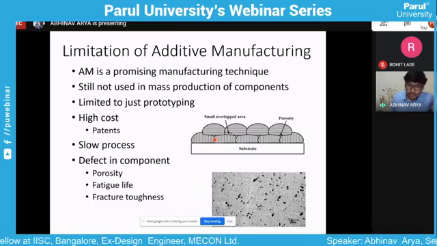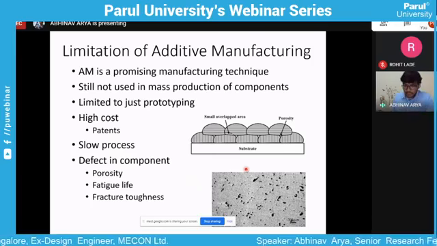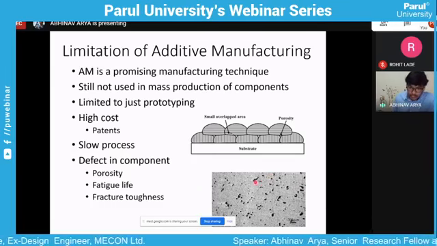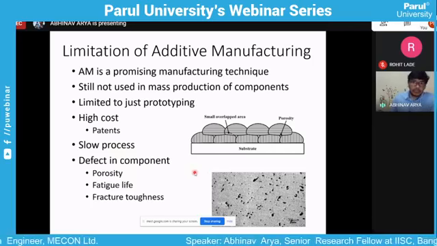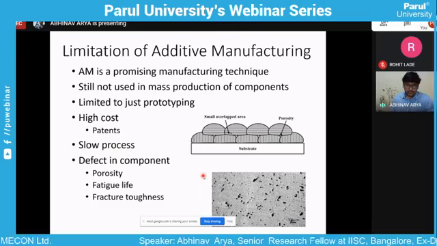So that will create porosity in the material. Here you are seeing a micro polished surface of a 3D printed alloy. These porosities are there, and they can reduce the mechanical behavior of this material drastically.